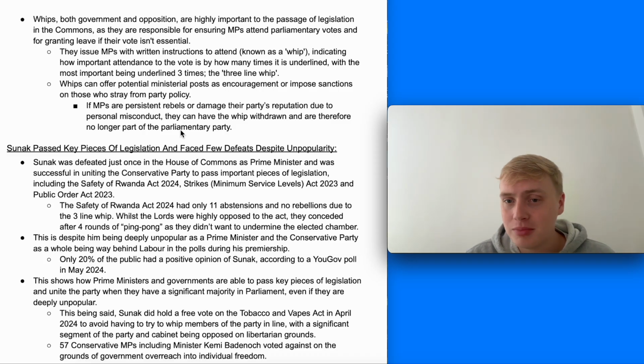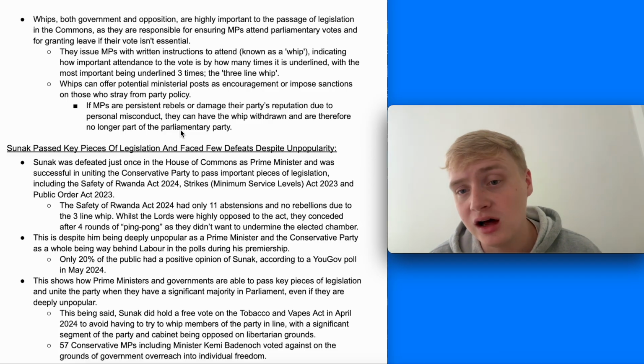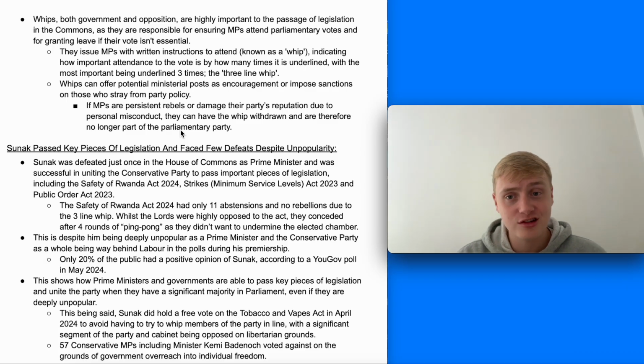And crucially, whips play a key role in the power of patronage as well. They can work with the Prime Minister to offer those who are loyal ministerial posts, even junior ones, as an incentive to toe the party line, effectively.